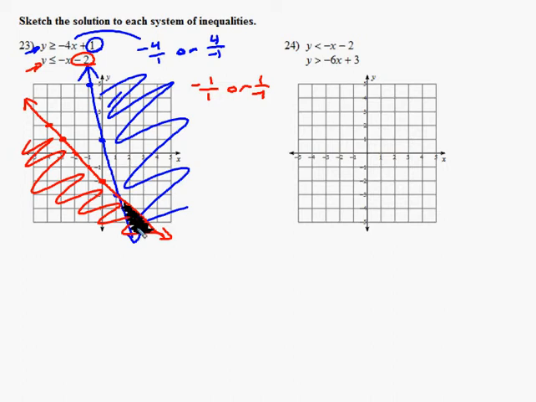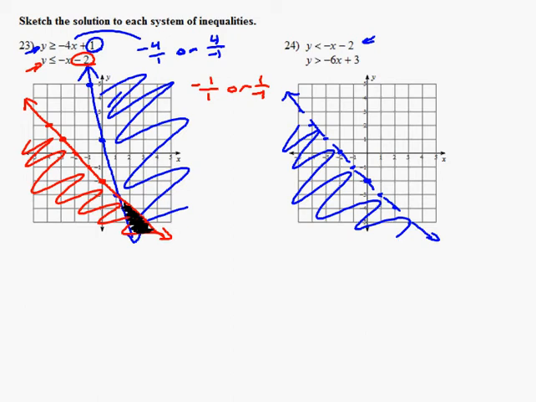Let's go to this next one and graph these. Start at negative 2 on the y-axis. Our slope is negative 1. So down 1, right 1. Down 1, right 1, and up 1, left 1. So I get these. This is going to be a dashed line because it does not have the or equal to. And it's a less than sign, so we're going to shade below this line.